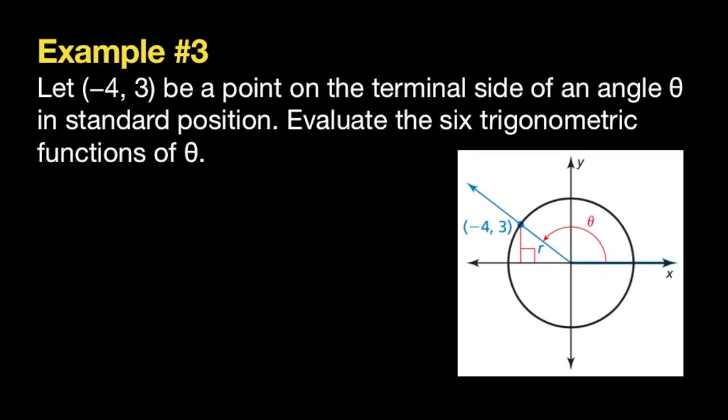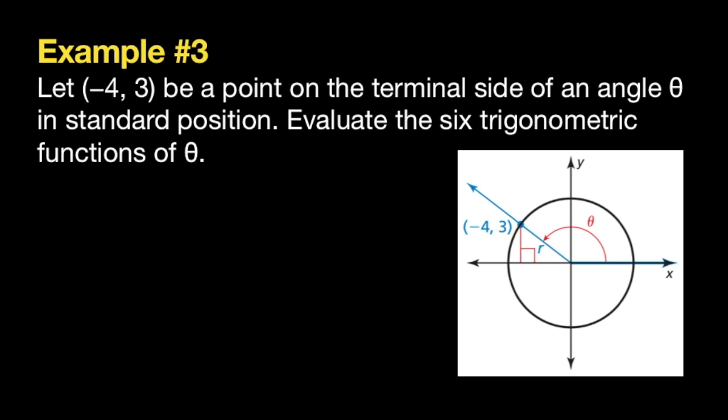So we know that the point -4 and 3 is going to be on the circle. And it tells you to determine and evaluate the other 6 trigonometric functions. So the first thing that we need to figure out, what is r? And to find r, we know that x is -4 and y is 3.